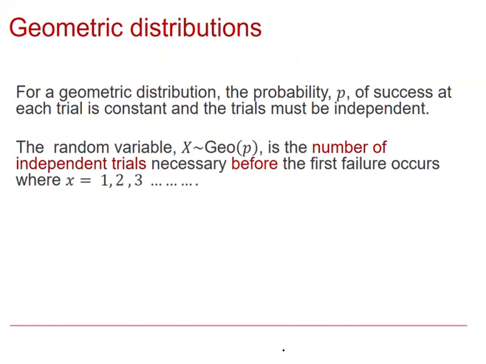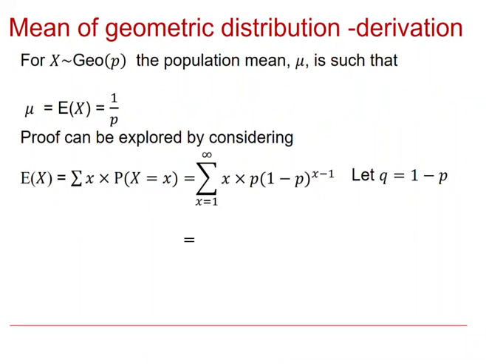The random variable involved is the number of independent trials necessary before the first failure occurs, and the first possible outcome for that random variable is 1. For the geometric distribution, the population mean mu, or the expected value for x, E(X), equals 1 over p, the parameter.